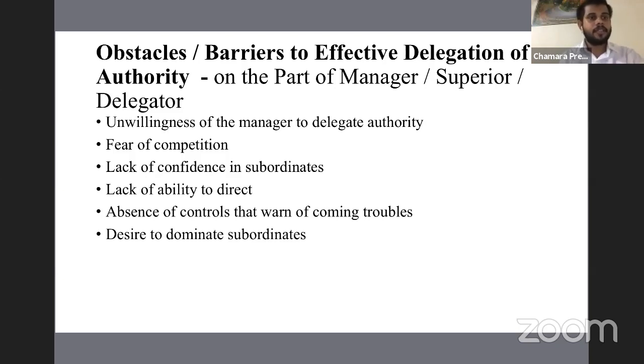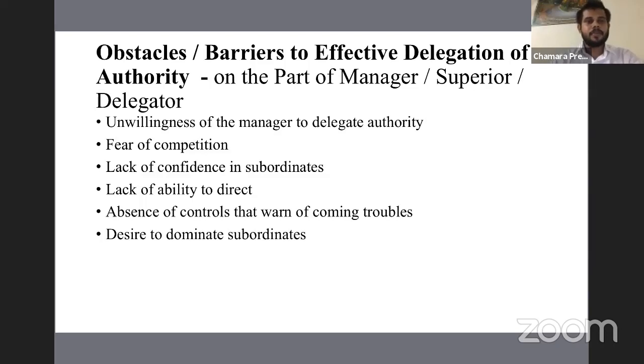Now let's start off with the managers and superiors. Why they don't delegate authority is, first, unwillingness of the manager to delegate authority. Sometimes managers don't like to delegate the authority because they want to keep it to themselves and don't like to share. Then, fear of competition. Sometimes they think that if they share these things, that person will get to know everything, and I will be losing my position, and he will become a competitor, right? These are common things that we face.